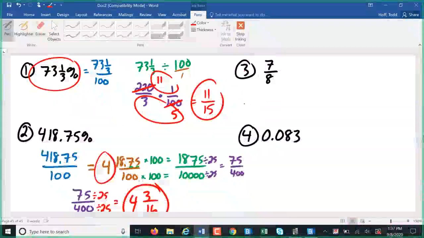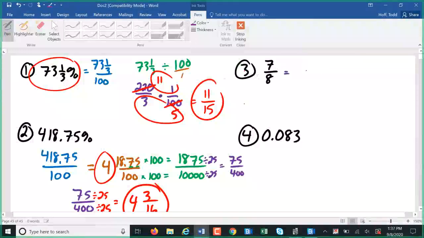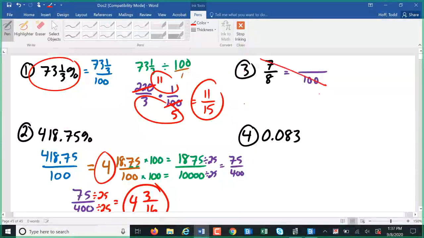Okay, so for 3 and 4, we're asked to convert those into percents. For 3, 7/8 or 7 out of 8. A percent is out of 100, so how much is that out of 100? 7 times 100 is 700. Divided by 8 is 87.5 out of 100, or 87.5%.